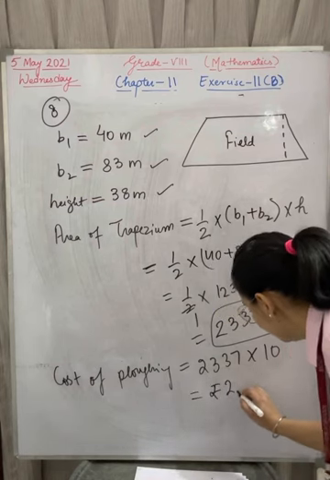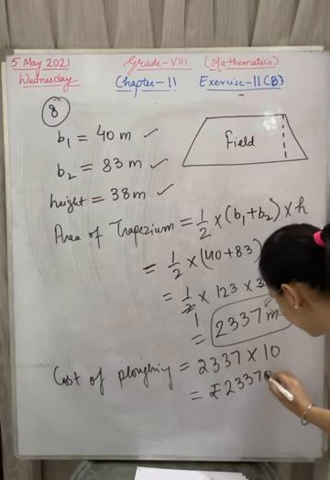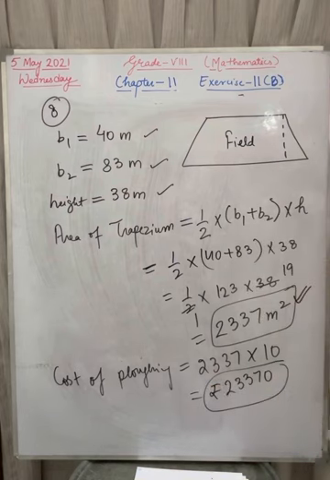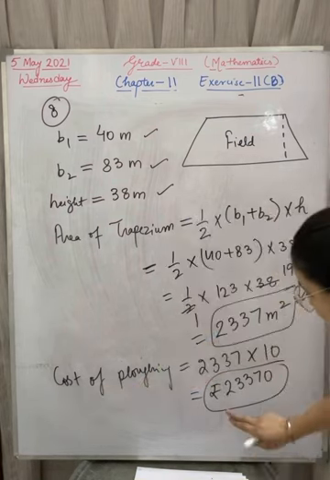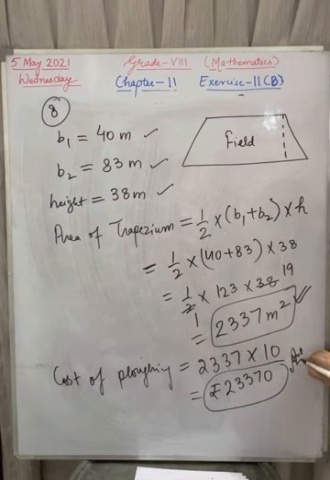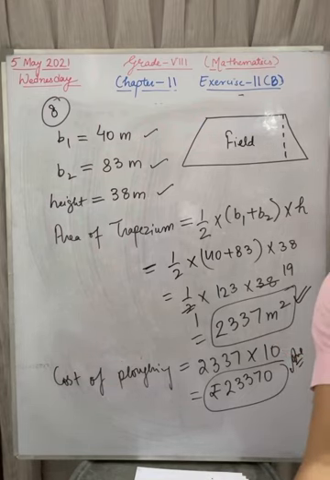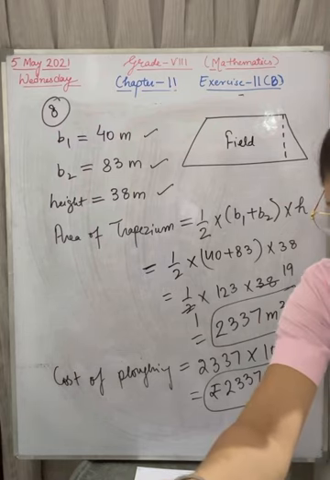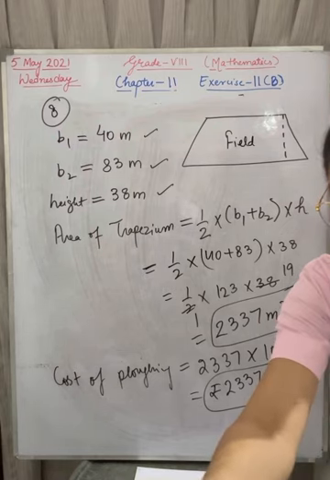So 23370 rupees, not meter square. Cost is always in rupees. So this is the answer. Any doubt? Manvi, cost is rupees 10. Any doubt? Very good, Avika. Hardik, fine.